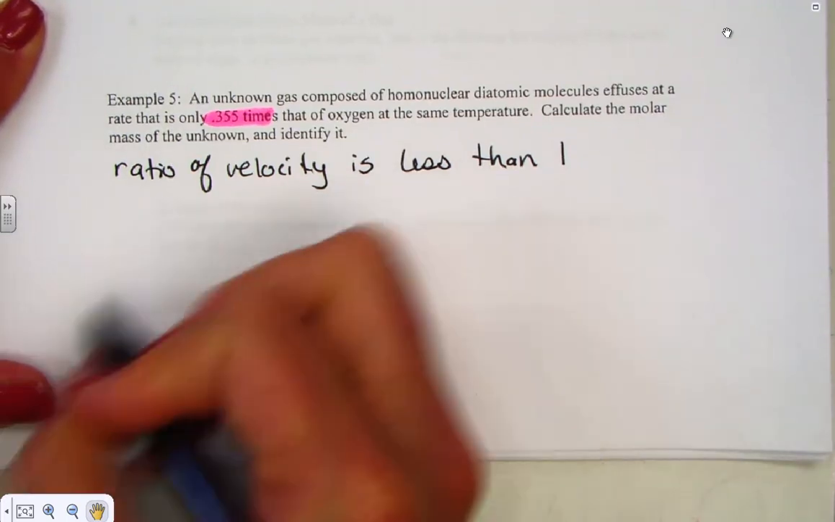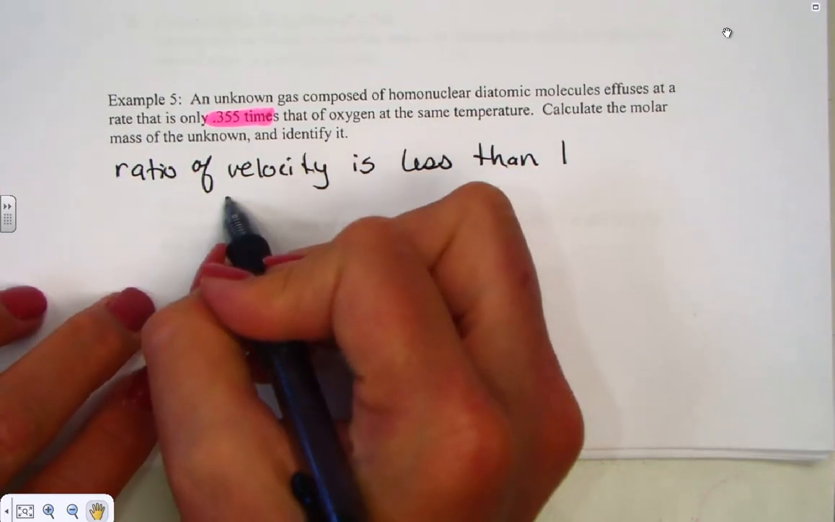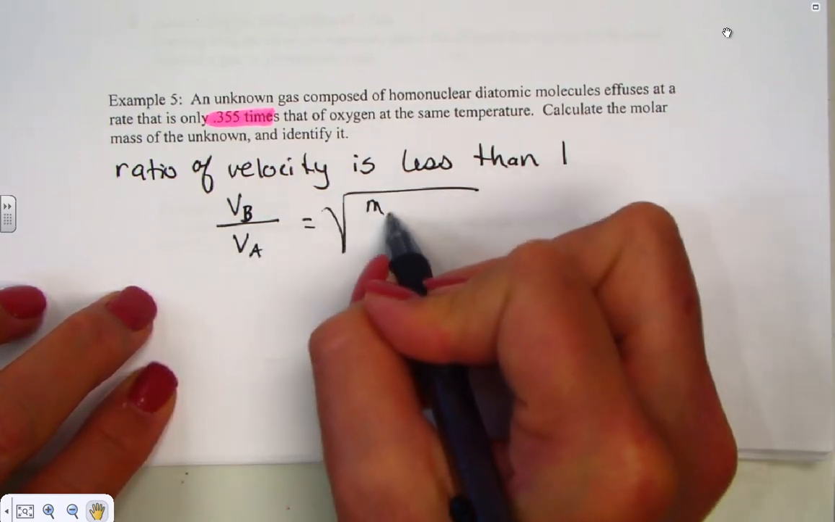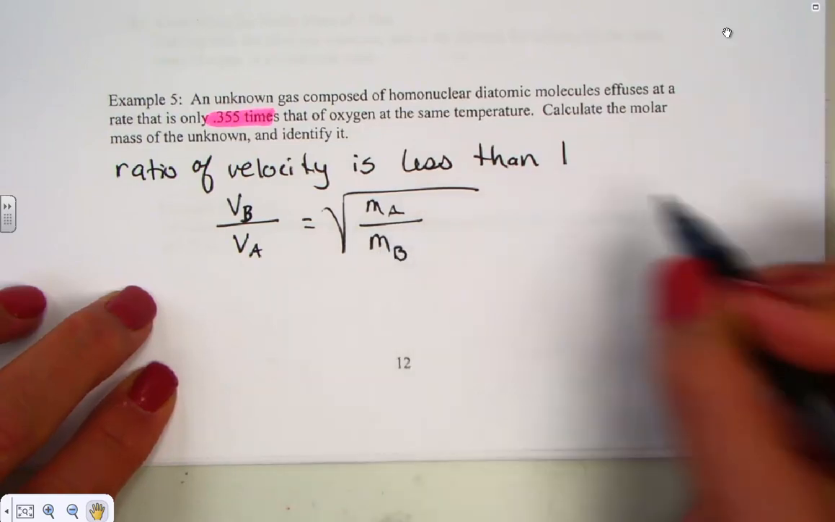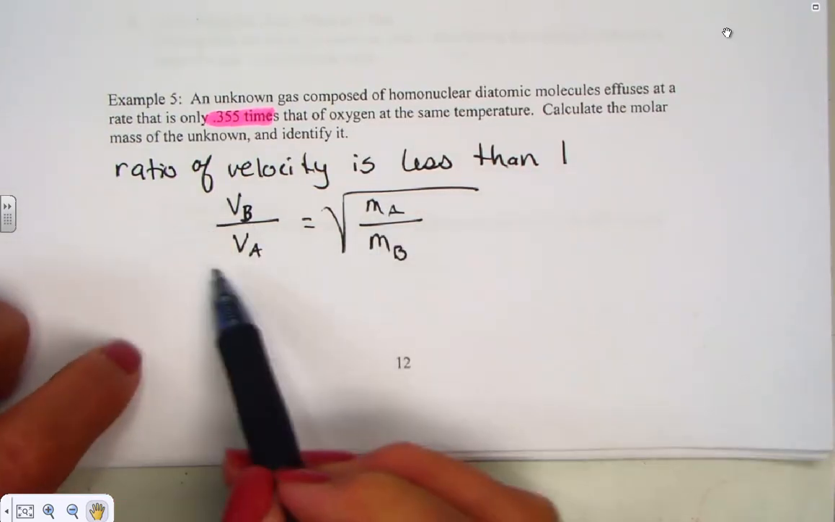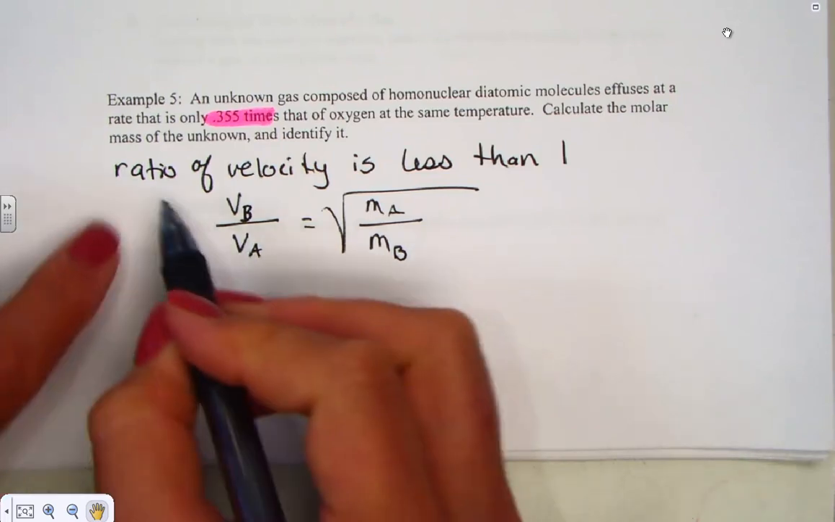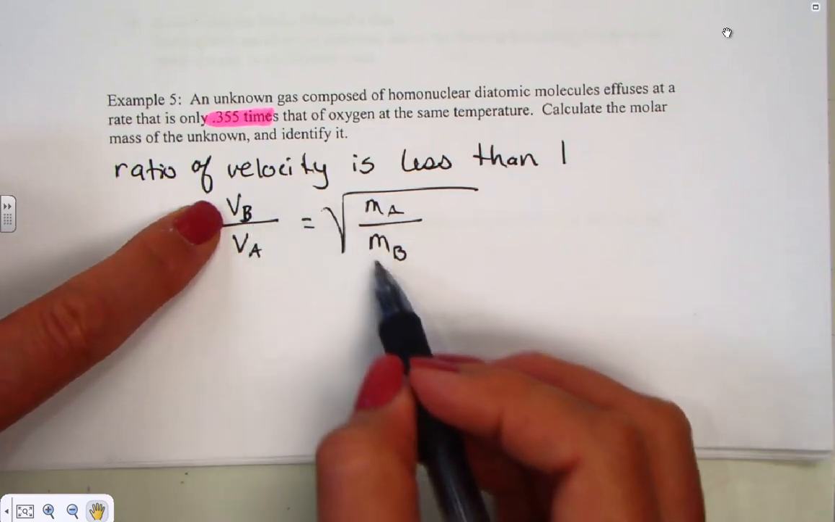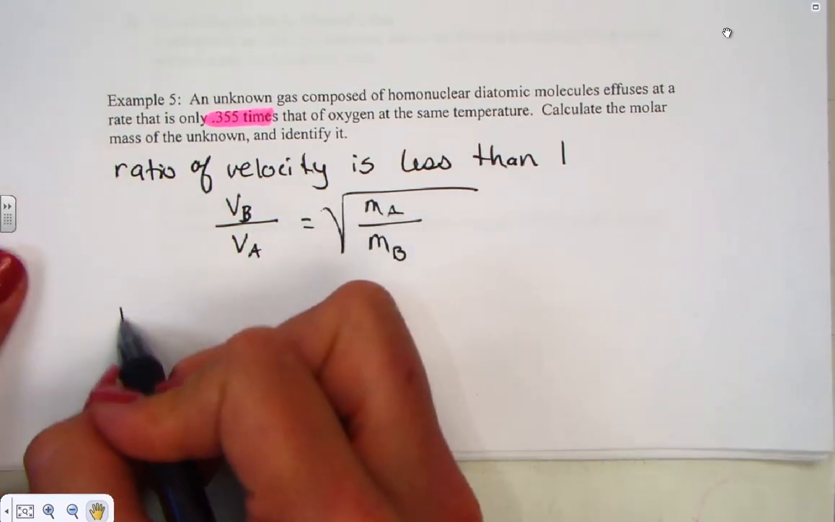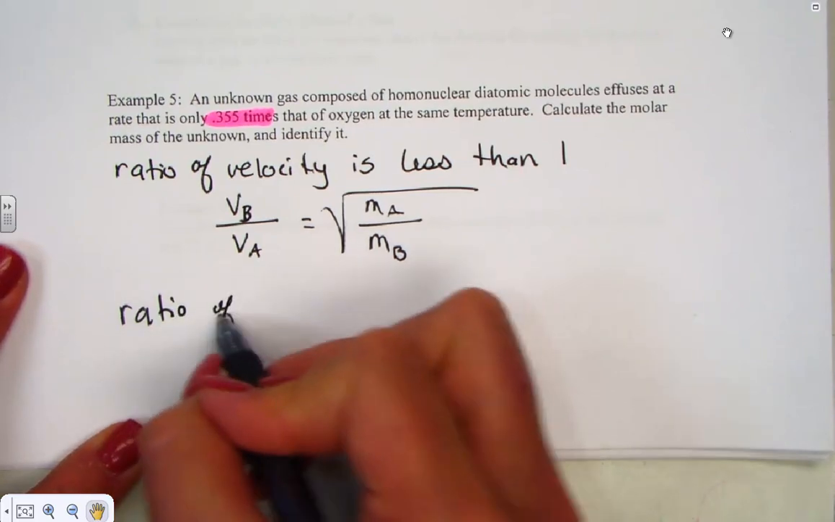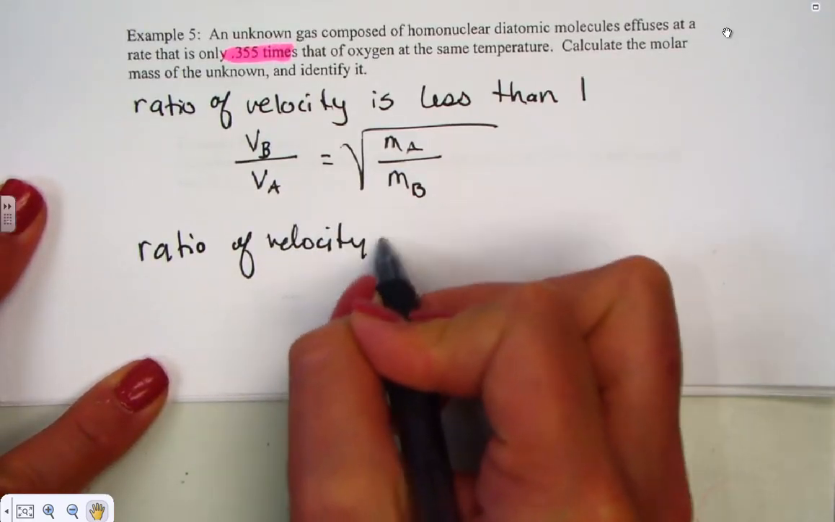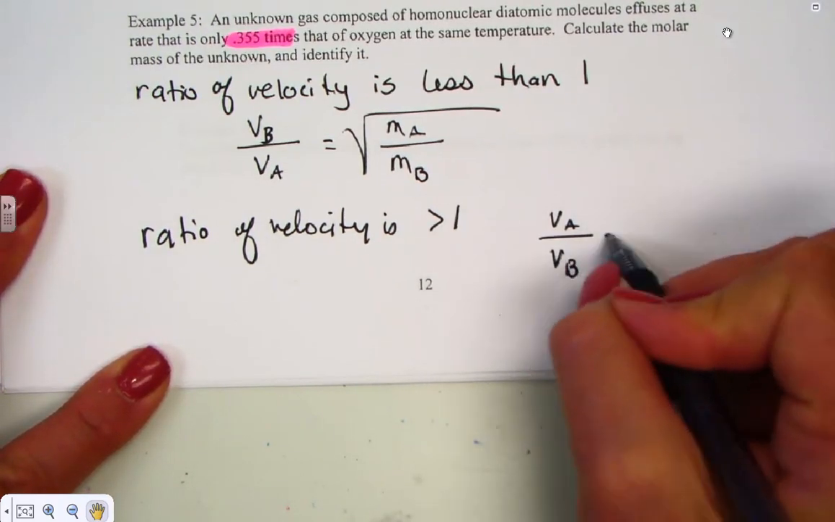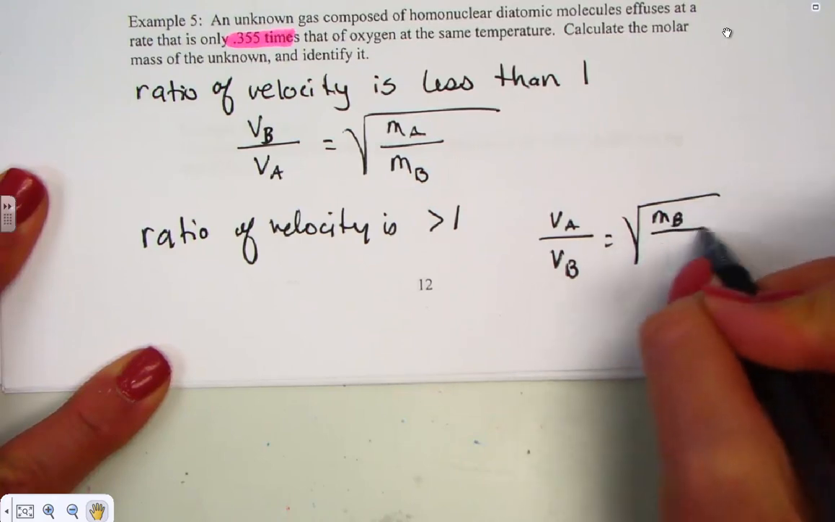So when that happens, the whole Graham's law is kind of flipped. The ratio of velocity of the heavier over light is equal to the molar mass of A over B. So notice it's still the same thing, but this is now 0.355. If the ratio of the velocity is less than 1, the lighter over heavier is under the radical. If the ratio of velocity is greater than 1, then we would go back to what we introduced. So I'm trying to show it both ways to make sure you're seeing how math works.